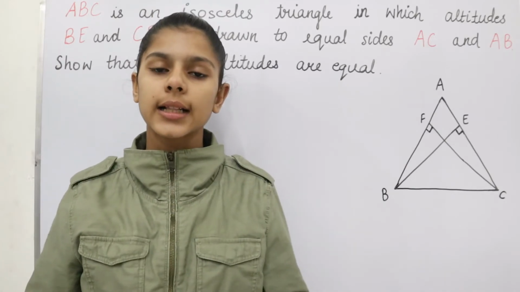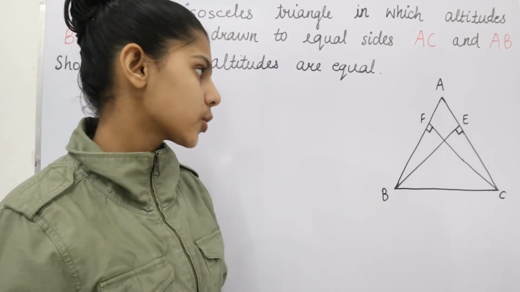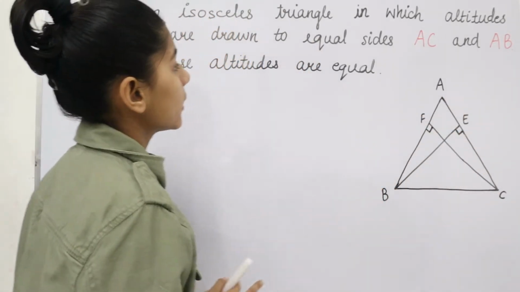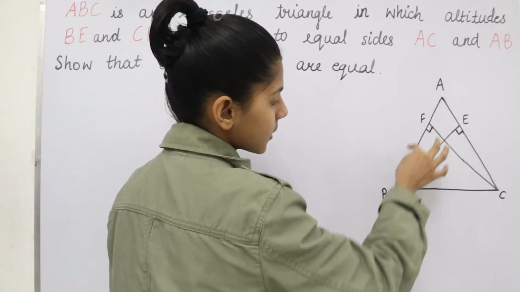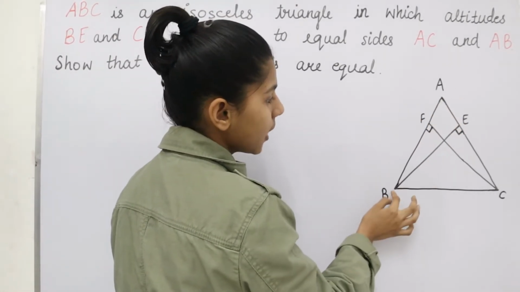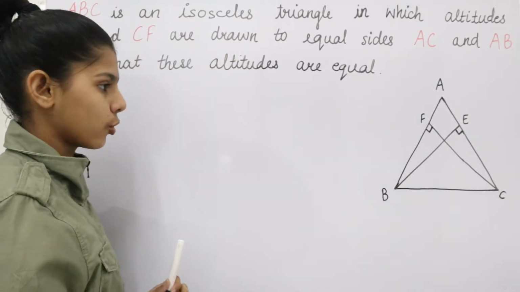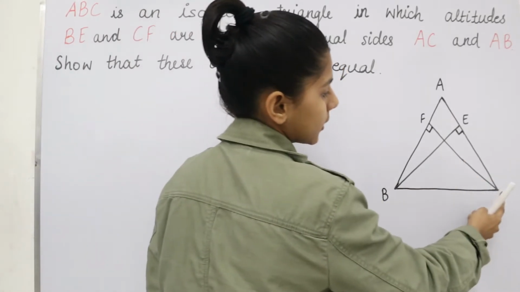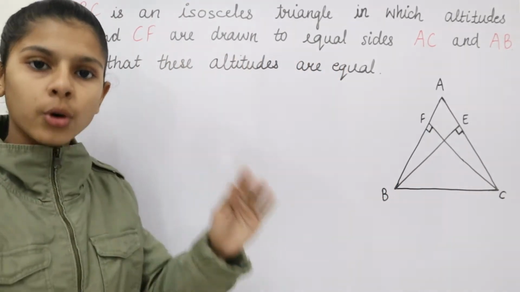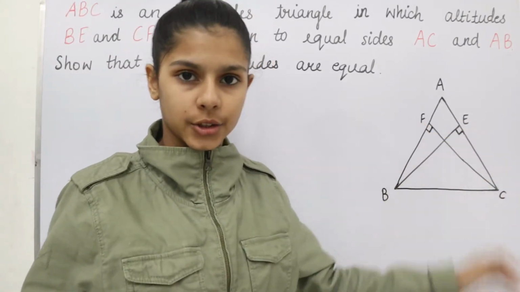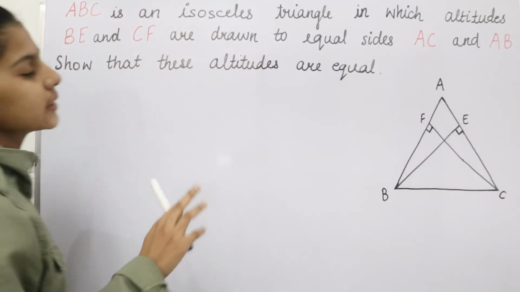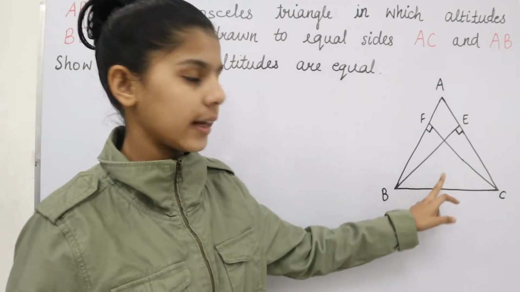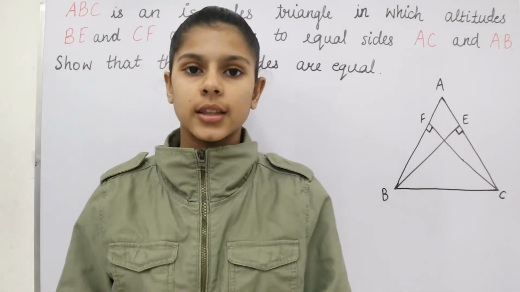So in an isosceles triangle there are two equal sides, and in this isosceles triangle the equal sides are AB and AC. Fine. So now altitudes are drawn from these. This is the side AB, and from this side BE altitude has been drawn. And from the side AC, which altitude has been drawn? This CF altitude. So from both equal sides there is one altitude. Then show that these altitudes are equal. So the question is asking that we have to show that these both altitudes BE and CF are equal.